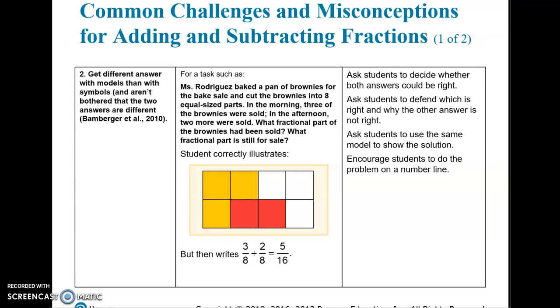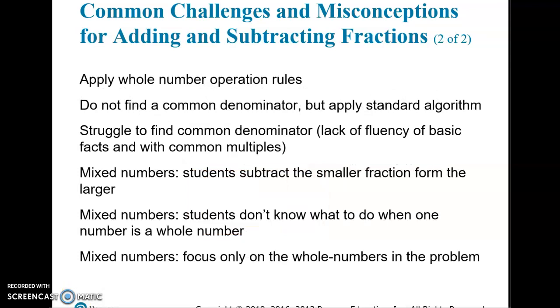Number 2, you can ask students to decide whether both answers could be right. Ask students to defend which answer is right and why the other is not right. Ask students to use the same model to show the solution. Apply the whole number operation rules. Tell stories with familiar context. Ask students to create a story using a familiar context to make sense of the operation. Do not find a common denominator, but apply standard algorithms. Ask students to model the problem on a number line or a fraction strip.